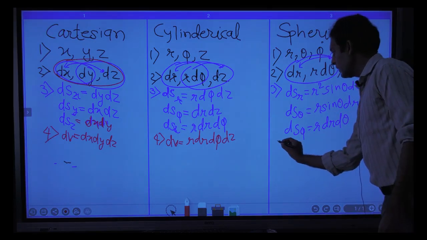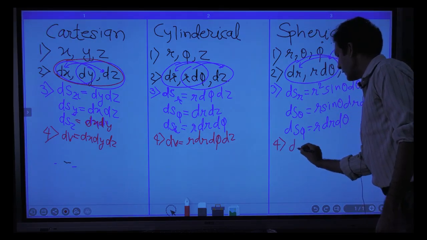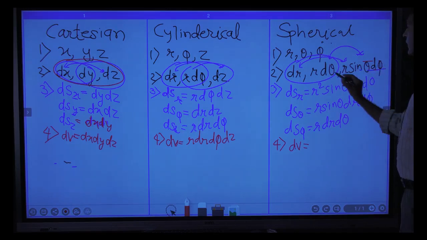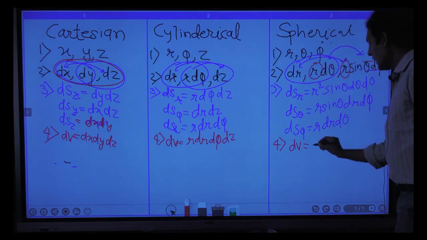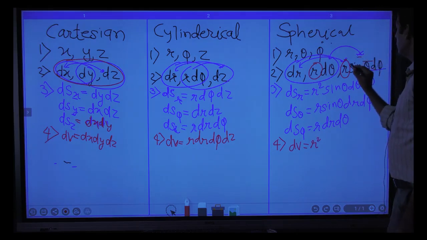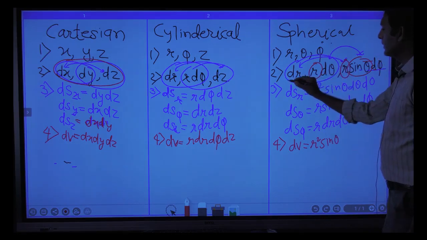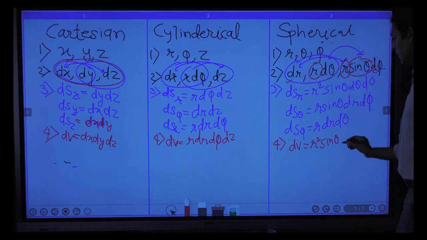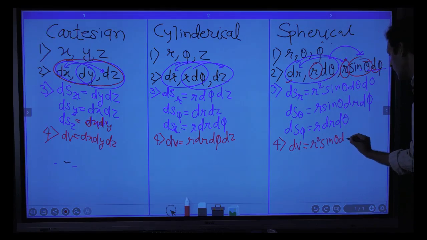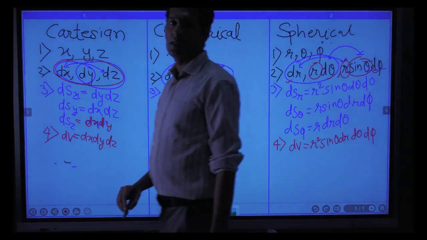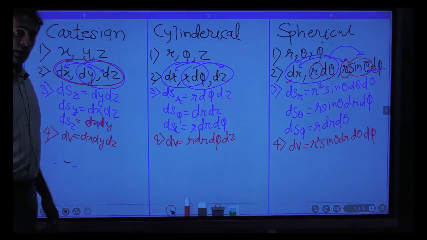In the same way for spherical, differential volume is equal to the product of these three: dr, r dθ, r sinθ dφ. So we have two r's, so first we will write r squared, then we will take out sinθ, then all three elements dr, dθ, dφ. So r squared sinθ dr dθ dφ. This is the differential volume for the spherical coordinate system, which is very simple to remember.